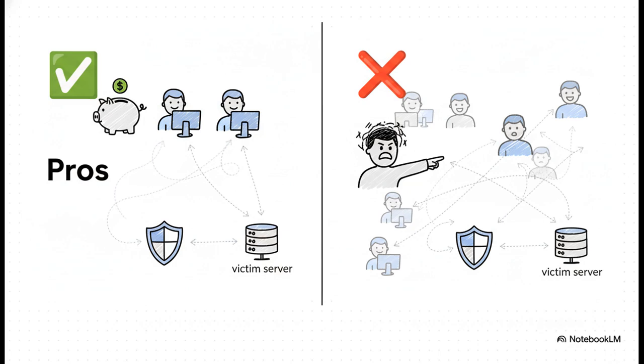Now, for the attacker, this is awesome. It's super cheap, and all the puppets, that's your browser, are completely legitimate, uninfected machines, which makes the attack really stealthy. The big downside for them, though, is a total lack of control. They can't really time the attack, and their army of puppets just comes and goes as people browse the internet.